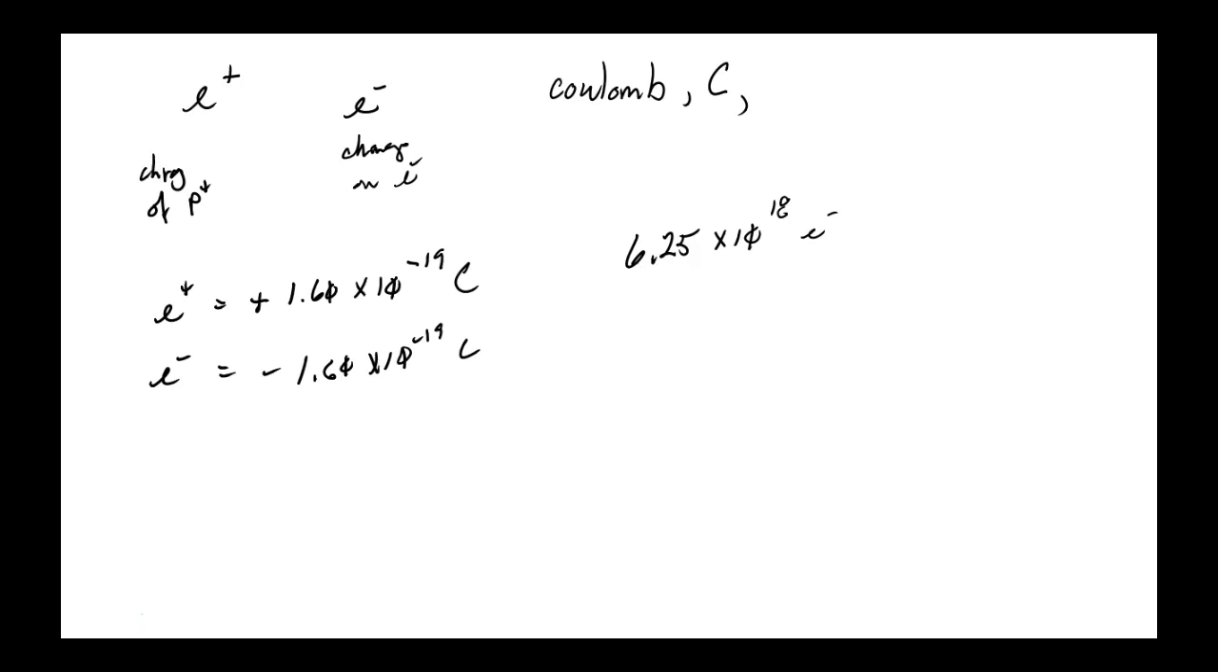10 to the third is thousands, 10 to the sixth is million, 10 to the ninth is billion, 10 to the 12th is trillion. This is a million trillion. I mean, it's an enormously large number of electrons to make 1.00 coulomb of charge. So we're dealing with incredibly large numbers of electrons to make our charge change.